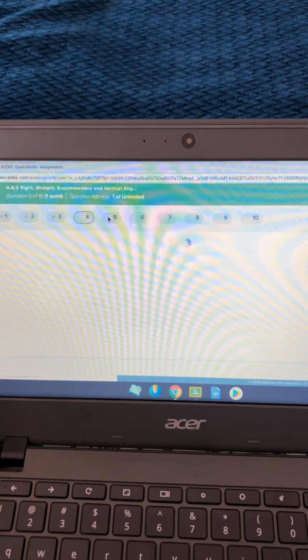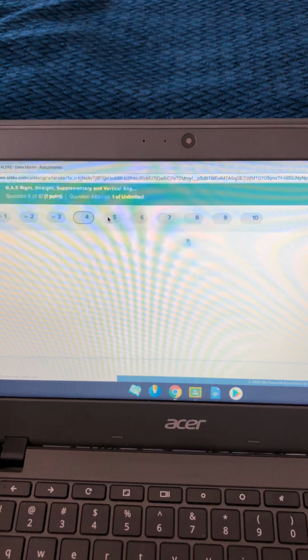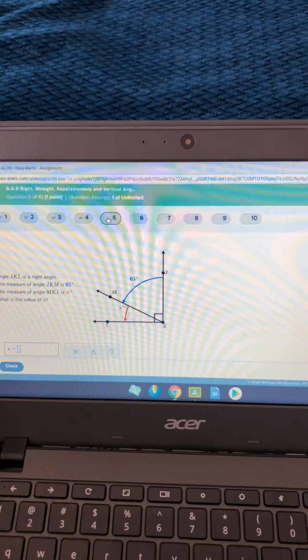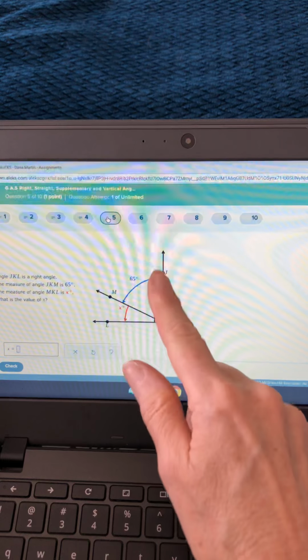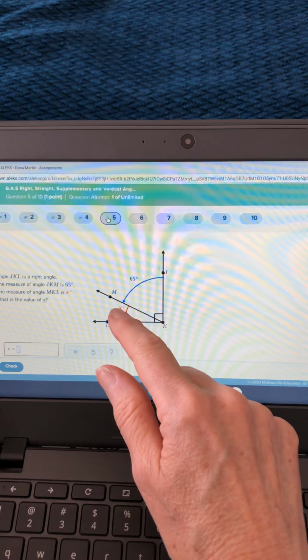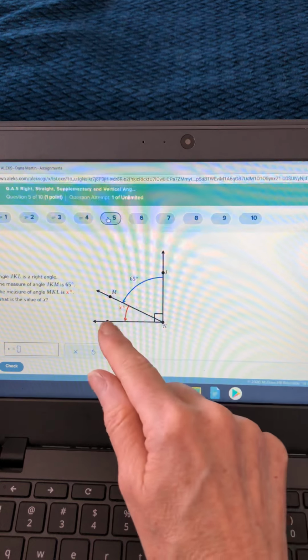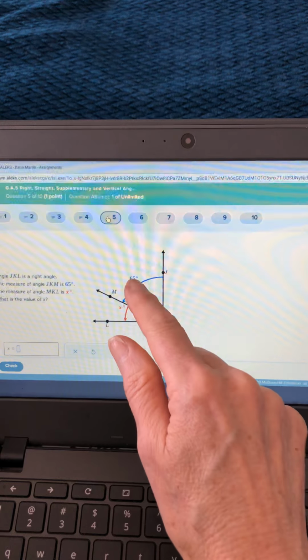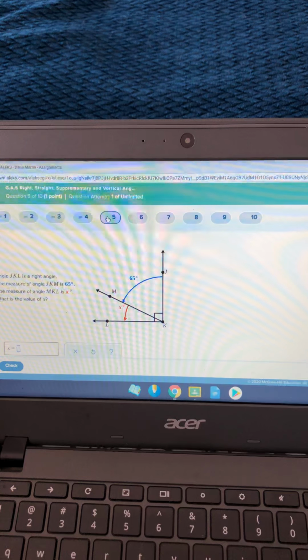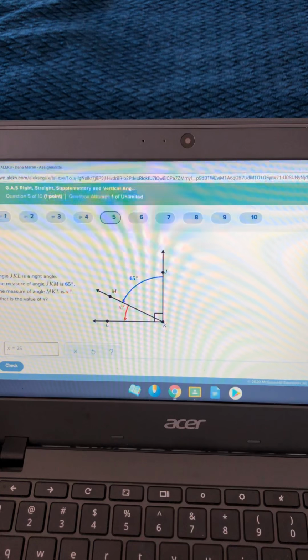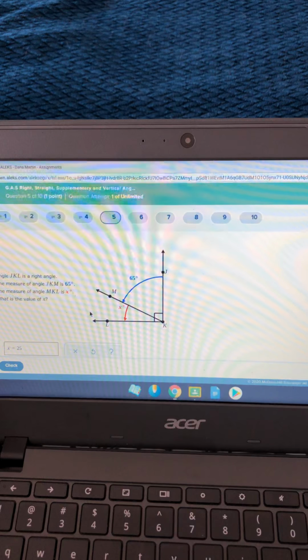Okay. All right. Number five. So that's all you have to do. You just have to find the missing angle. You're either subtracting or adding to get to 90 or 180. This one is a 90. So 65 plus what? They're looking for MKL, which is this one. And so 65 plus what is 90? That would be 25. Okay. 65 plus 25 equals 90. Okay, number six.